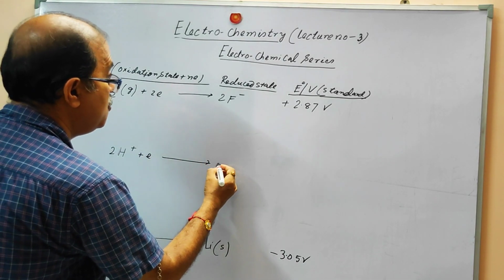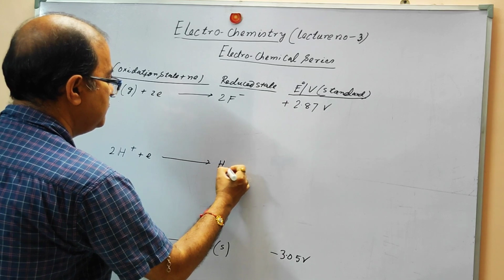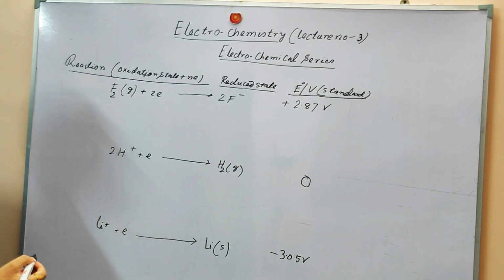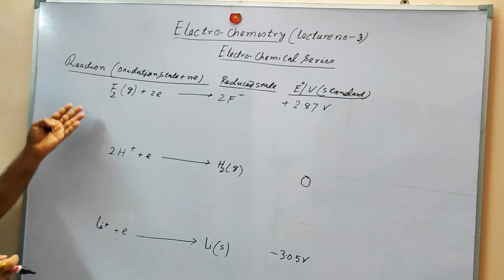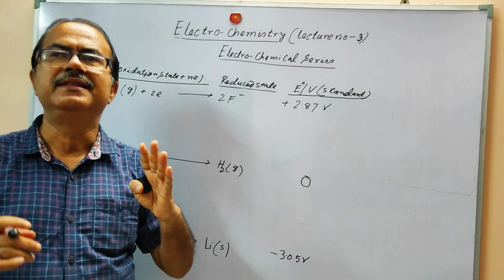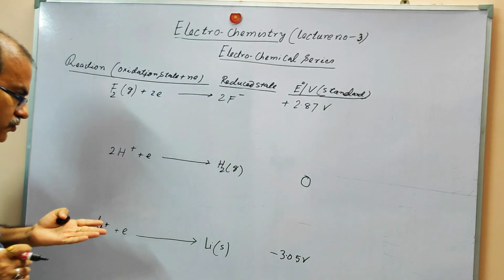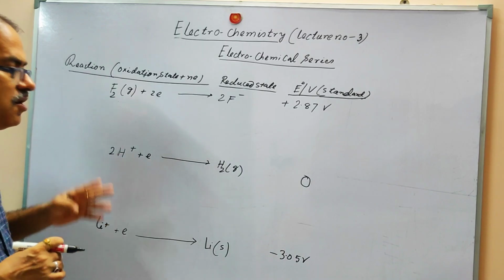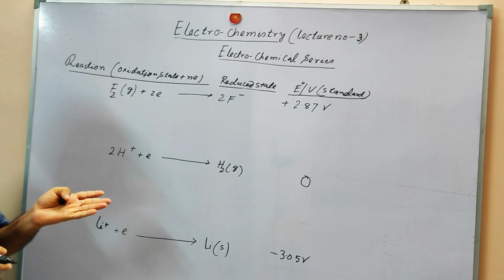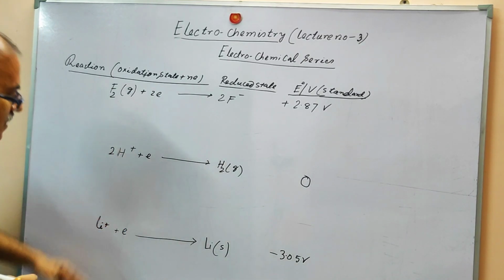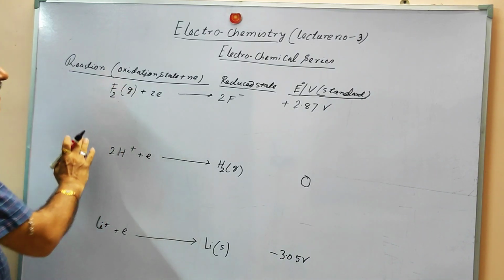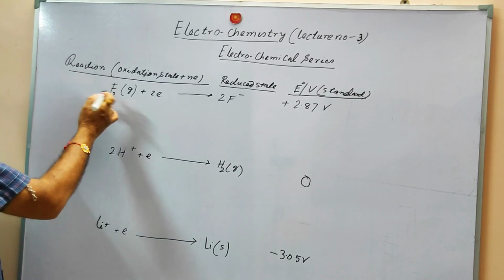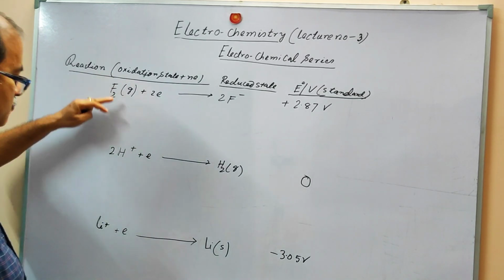Hydrogen has the electrode potential, that is hydrogen gas, its electrode potential is 0. Above hydrogen, the species will have a higher tendency to be reduced. Below hydrogen, the species will have a lower tendency of reduction. So you can see on the left hand side and the right hand side there is a different type of tendency. On the left hand side, this is the oxidation state of the species.